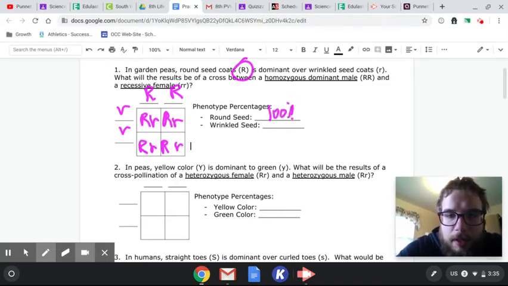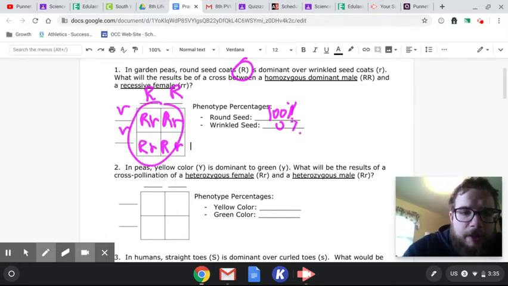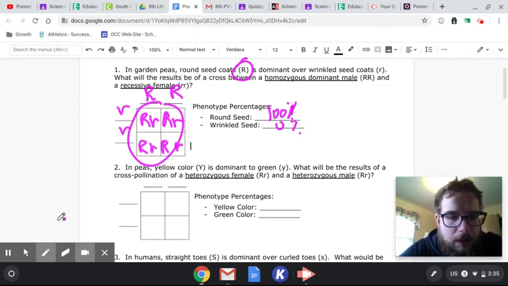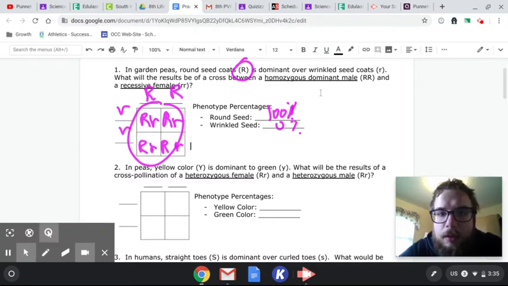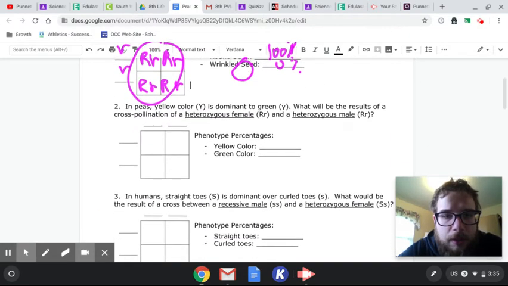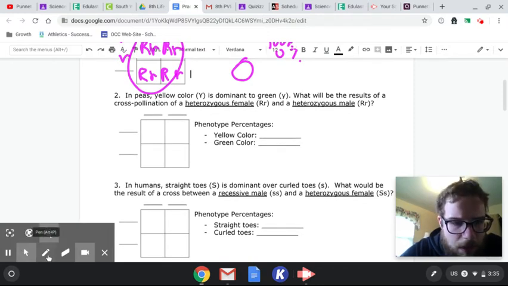Oop, missed my second dot there. And then wrinkled seed is going to be 0%. Missed my dot on that one as well. Okay, so everybody's going to have a dominant trait. That's 100% round. Let's go to number two. Hopefully so far that makes sense.